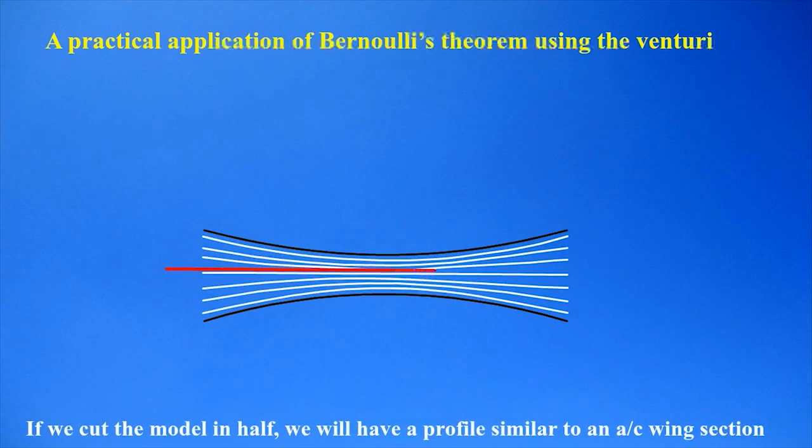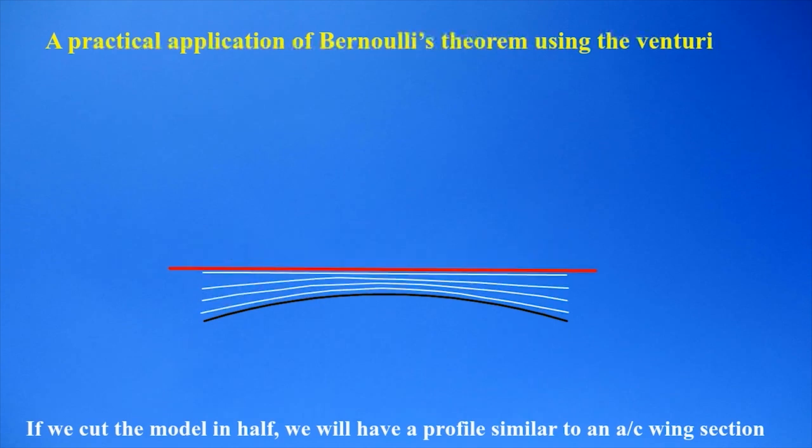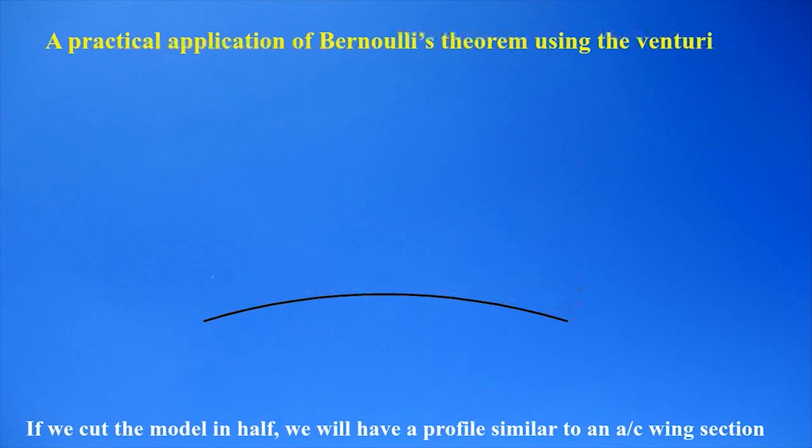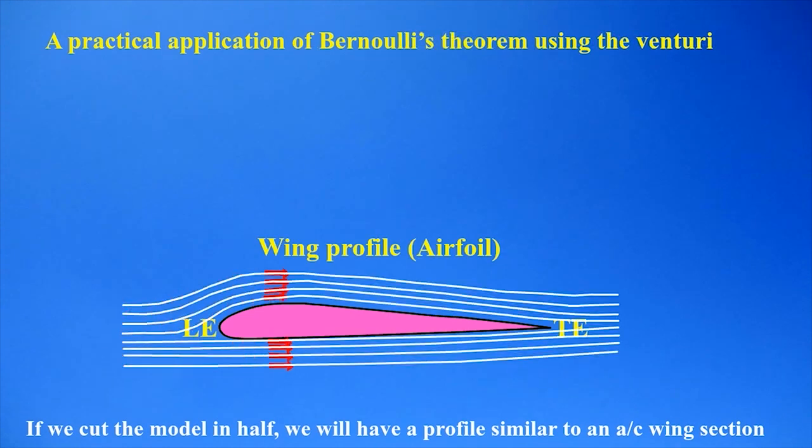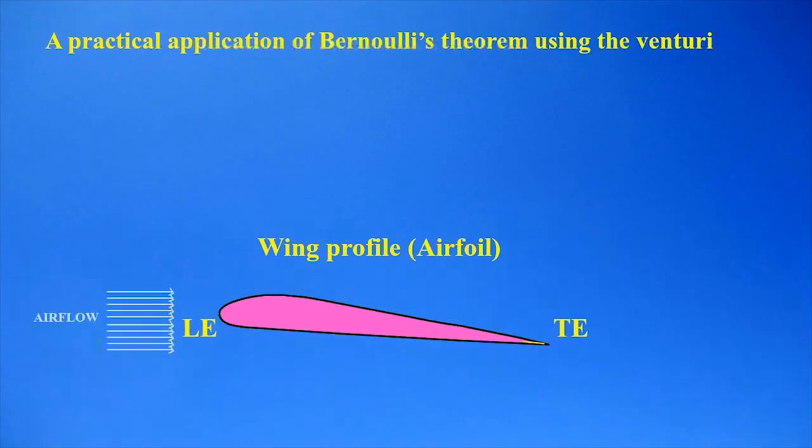Let us cut this model in half. We will have a profile similar to an aircraft wing section. I will explain a few more things connected to lift. An imaginary line connecting the leading edge and the trailing edge of an airfoil is called the chord.